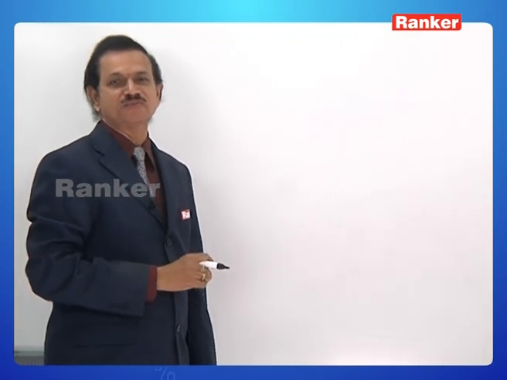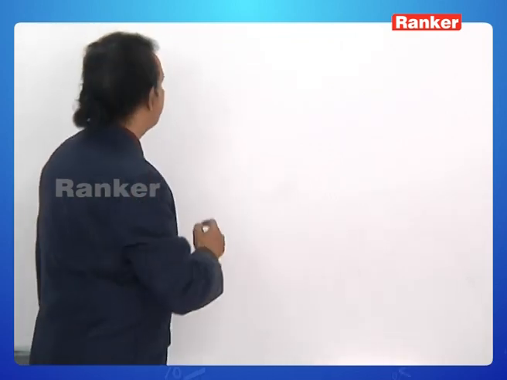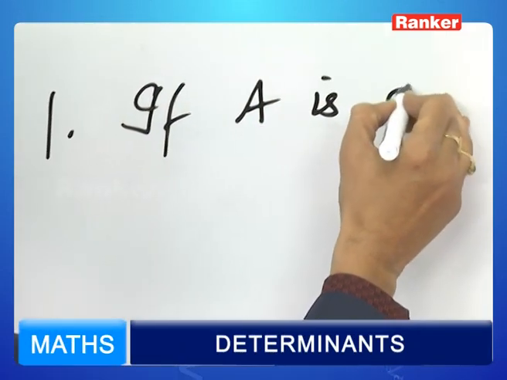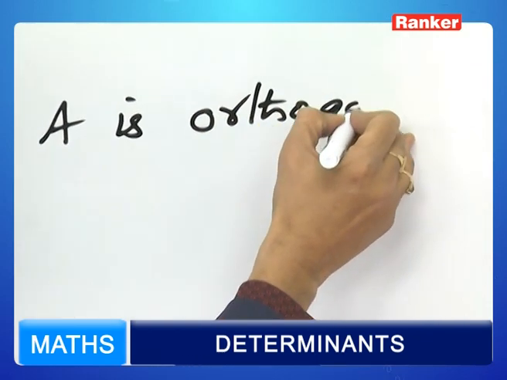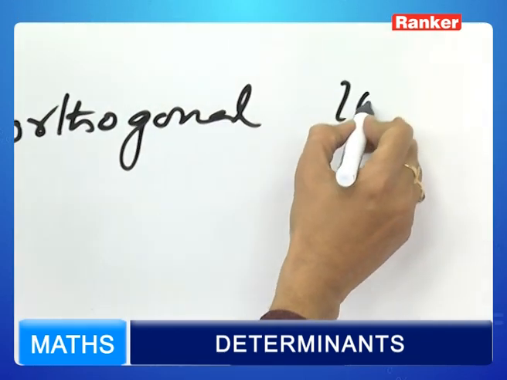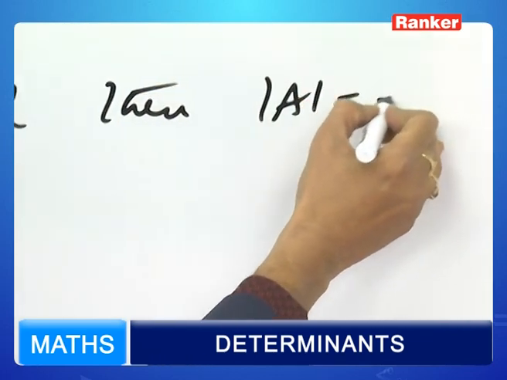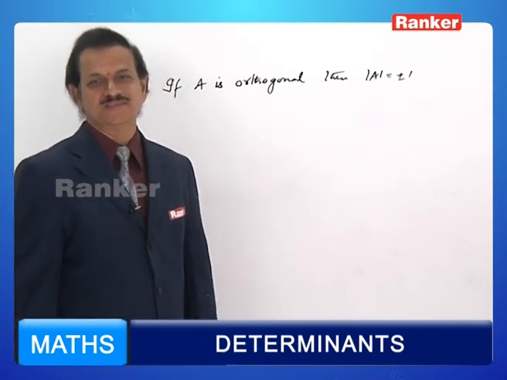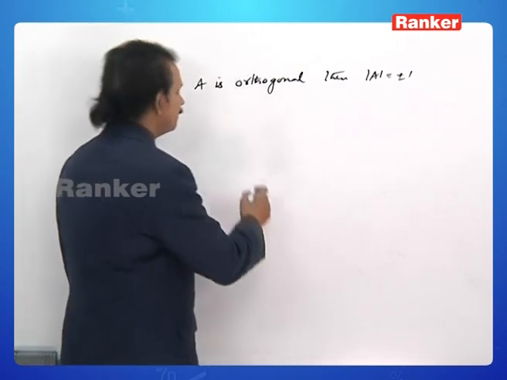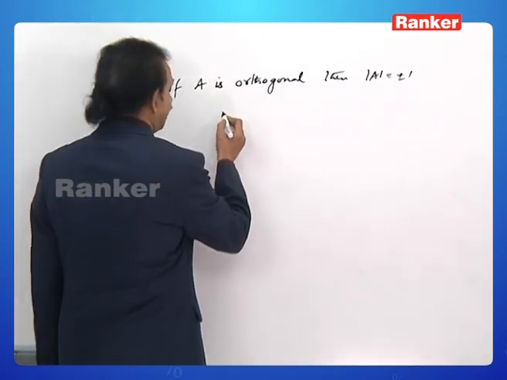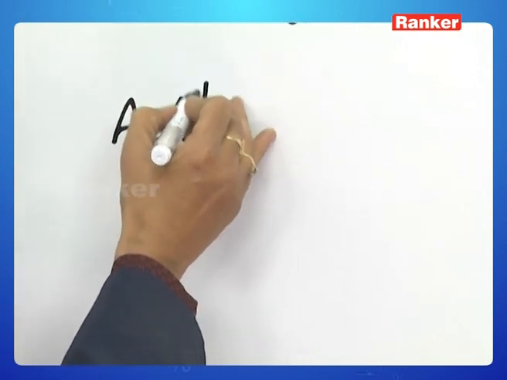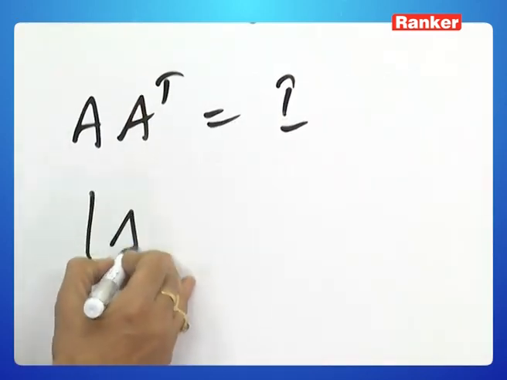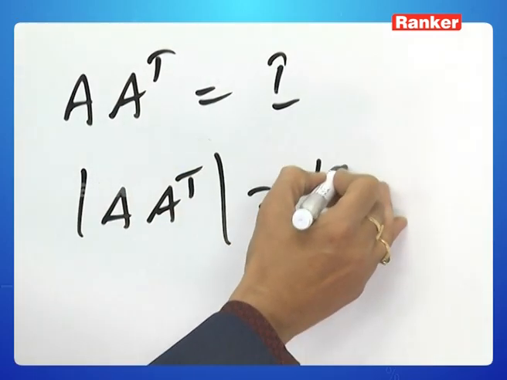Consider the cases of determinants of some special matrices. The first one, if A is orthogonal, then det A is equal to plus or minus 1. How can you believe it? Look here. A is orthogonal implies A into A transpose is equal to I. Therefore, det of A into A transpose is equal to det I.